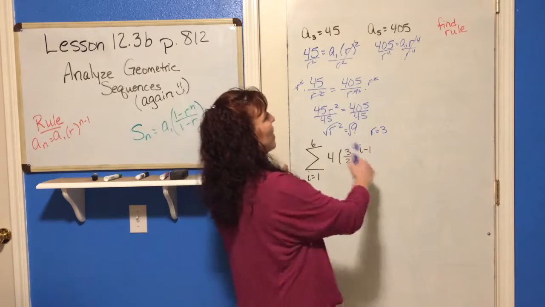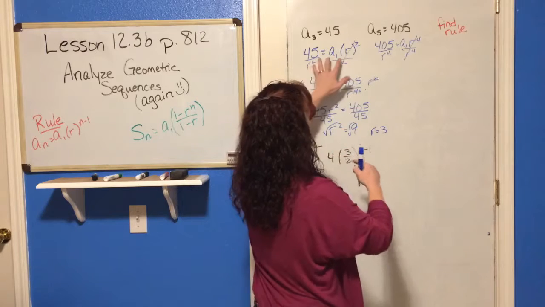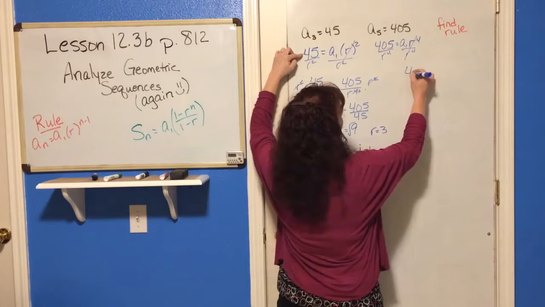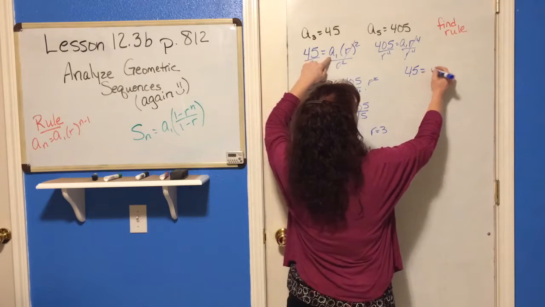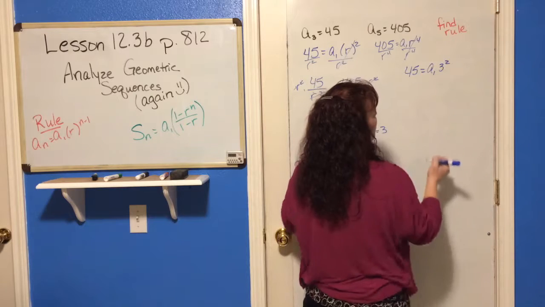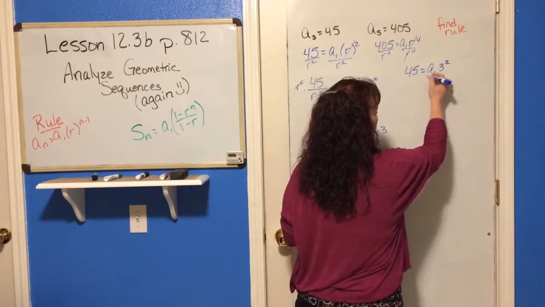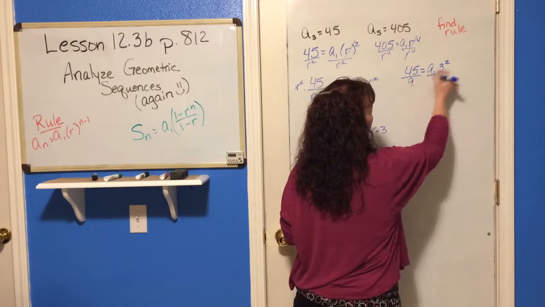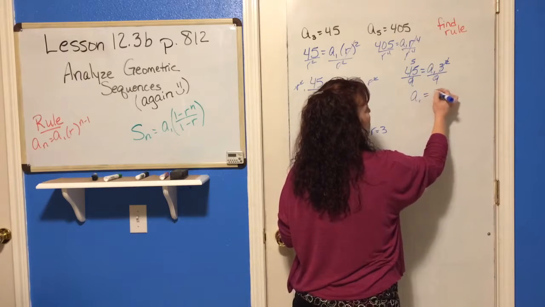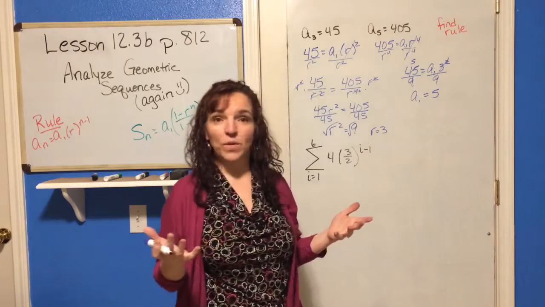Now we put that back up into something. Let's put it up into this one, so then we can find out what the first term is. So 45 equals first term times 3 squared. 3 squared is 9, so divide by 9, and our first term is 5. So now we have the pieces that we need.